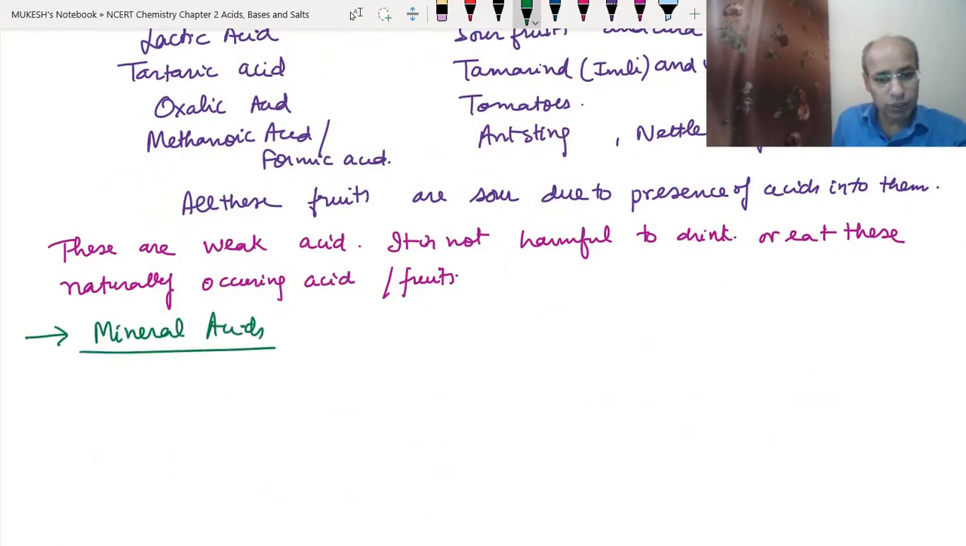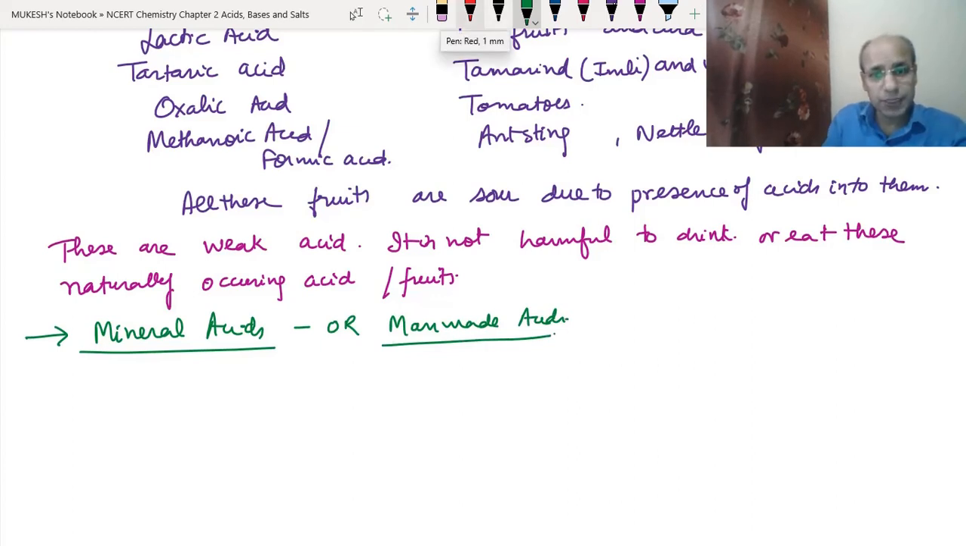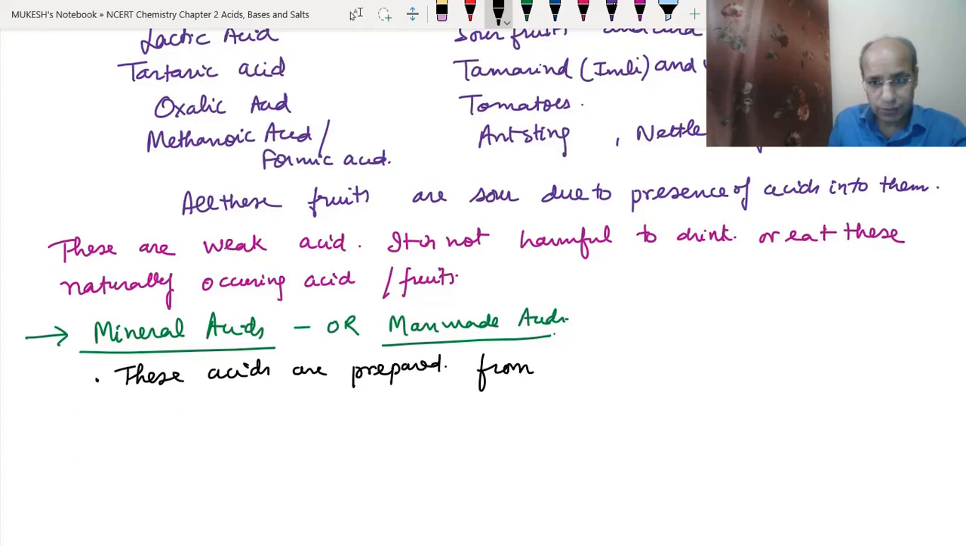Mineral acids are also called man-made acids. So how are they prepared basically? They are prepared from the minerals which are found in nature, minerals of the earth. Like hydrochloric acid is made from chlorine. That is why we call them mineral acids. These acids are prepared from the minerals of earth. Clear? So that is why we call them man-made acids.